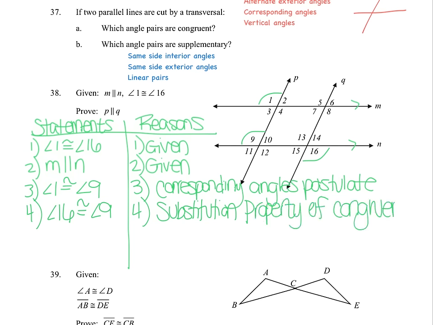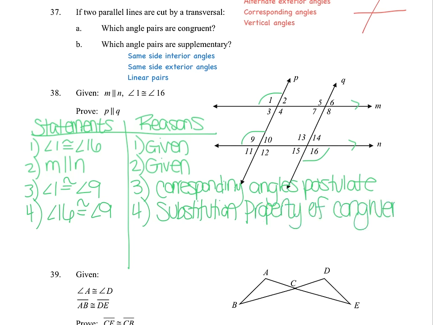We have our statements, and we have our reasons. So I'm going to start with my given. So angle A is congruent to angle D, and the reason is because it's given. Additionally, AB is congruent to DE, and that also is given.